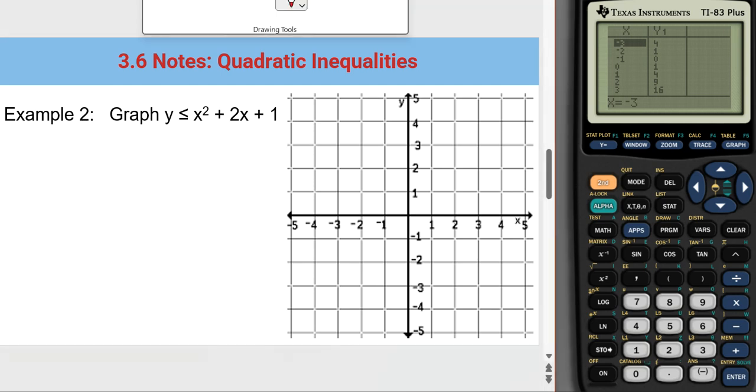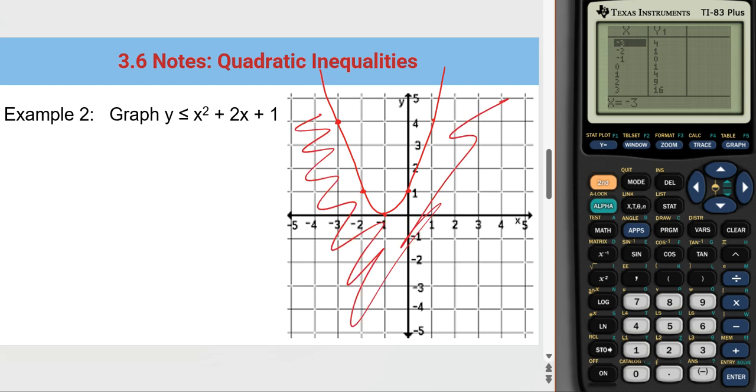I have negative 3, 4, negative 2, 1, negative 1, 0, 0, 1, 1, 4. It was an or equal to, so it's going to be a solid line. y is less than the line, so I'm going to color below that line.